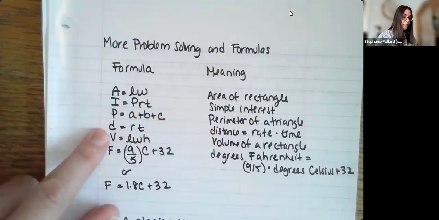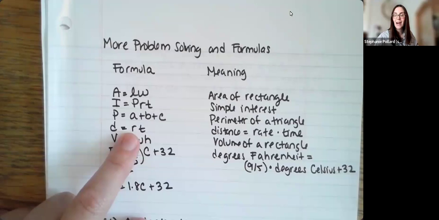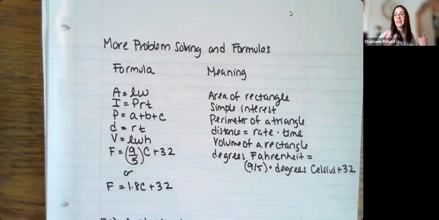Next one is for distance. So this formula is distance is equal to rate times time. Rate is like a speed, so how fast something is moving. So if you see an example that starts talking about speed and distance for things and time, then this is going to be the formula you're going to use.